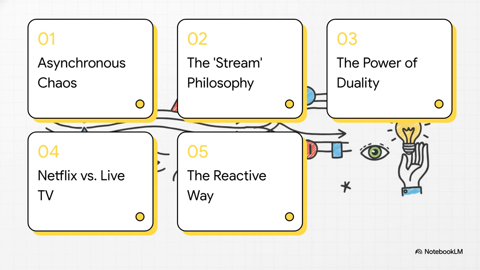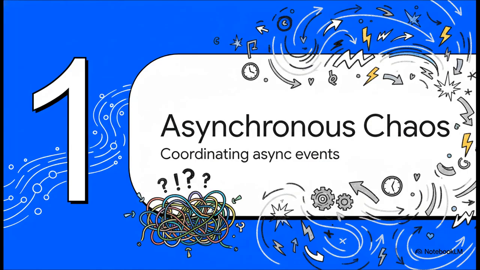After that, we'll dig into the brilliant computer science concept that makes it all possible. We'll use a fun analogy to understand its different flavors. And finally, we'll lock it all in with a simple mental model you can start using right away. Right. Let's dive into asynchronous chaos.